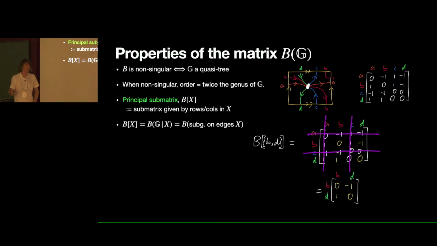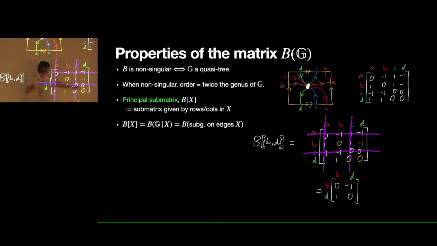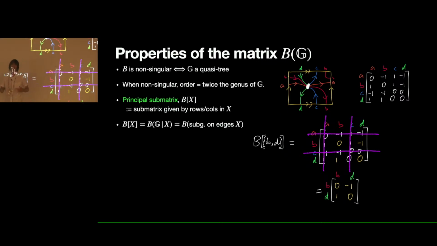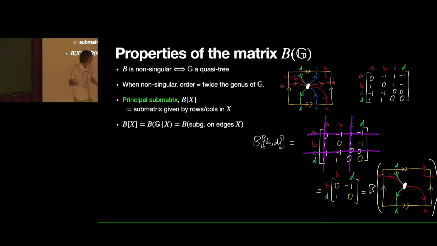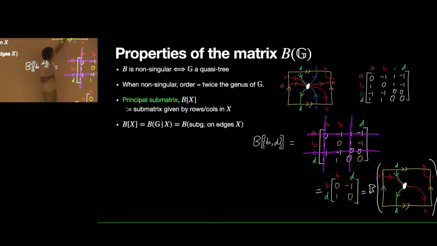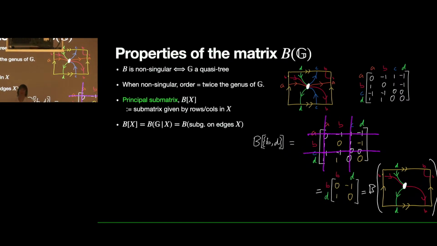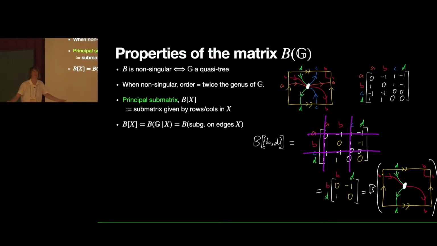Another very basic, straightforward observation is if I take a principal submatrix, for example on the elements B and D, so I just restrict my matrix to the entries in the rows and columns B and D, well, that's also the matrix I would obtain if I just restricted my embedded graph to the entries B and D. This is true by construction.